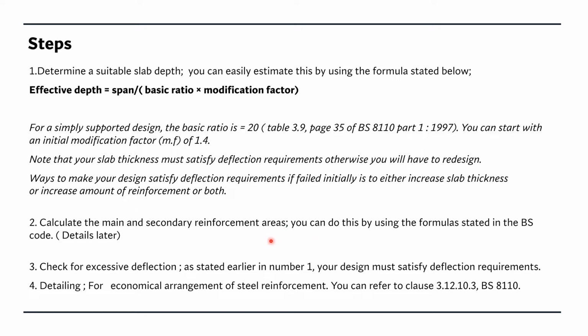of reinforcement or both. Number 2, calculate the main and secondary reinforcement areas. You can do this by using the formula stated in the BS code. Details later. Number 3, check for excessive deflection. As stated earlier in number 1, your design must satisfy deflection requirements. Detailing. For economical arrangement of steel reinforcement, you can refer to clause 3.12.10.3 of the BS8110 code.